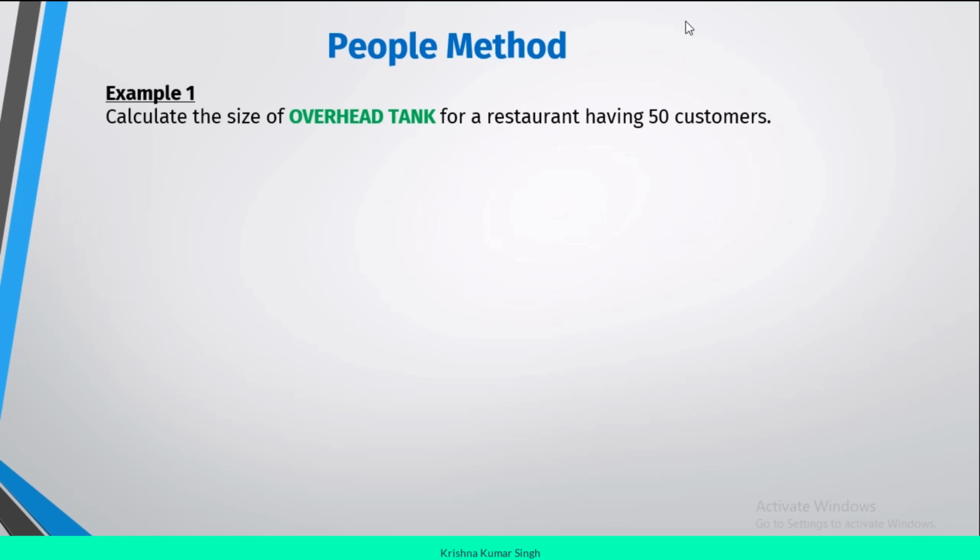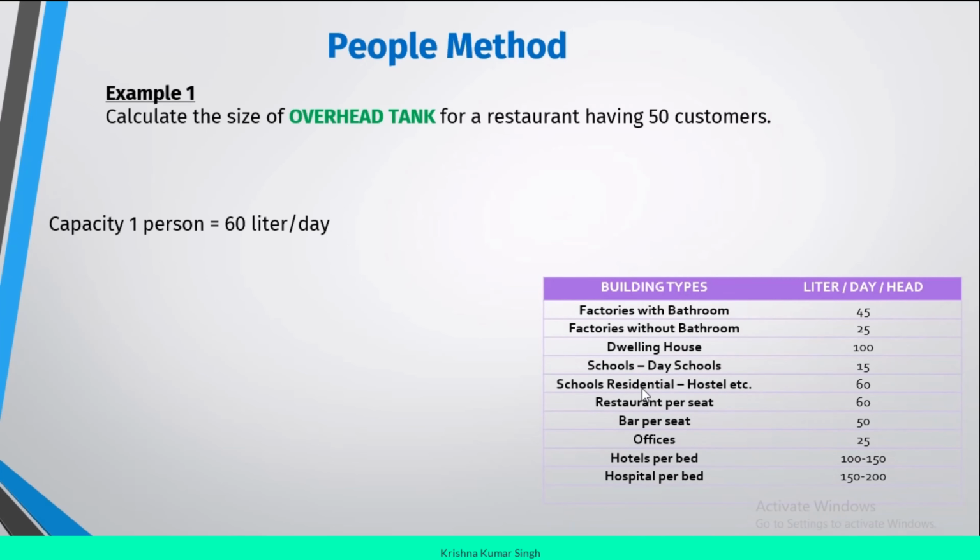Calculate the size of overhead tank for a restaurant having 50 customers. Now the capacity of one person is 60 liter per day in case of restaurant. From where you get this value? From this table, right? Restaurant per seat 60 liter per day per customer per head, right?